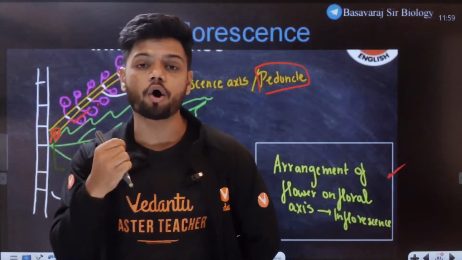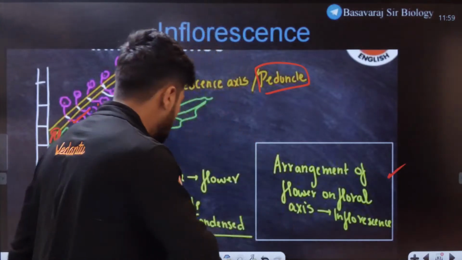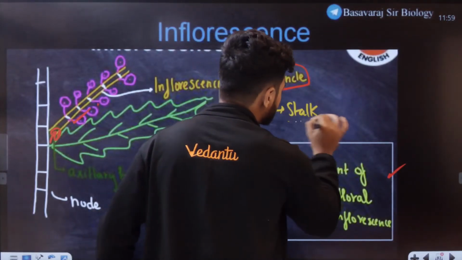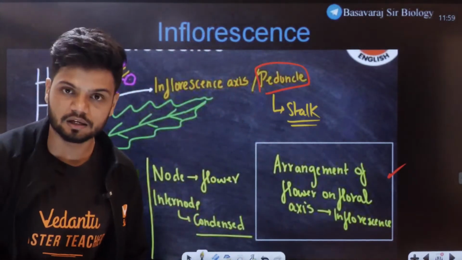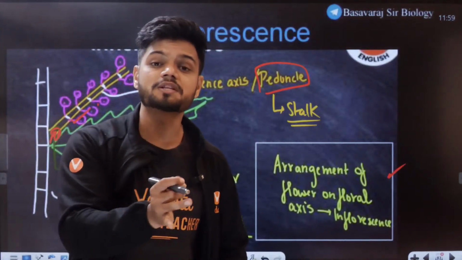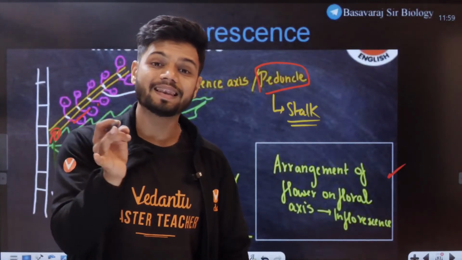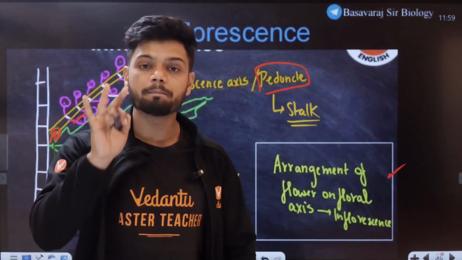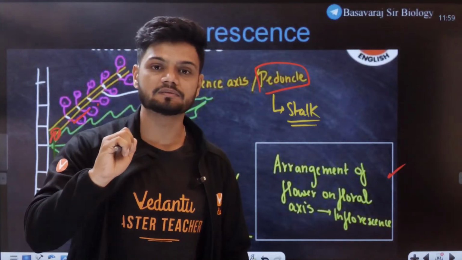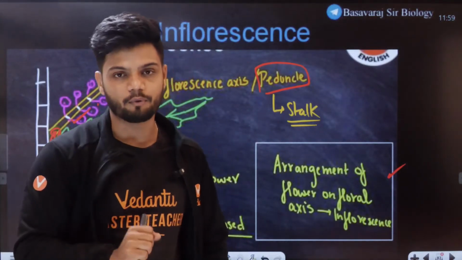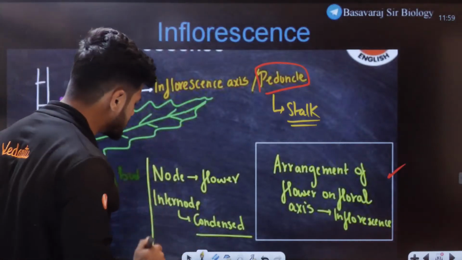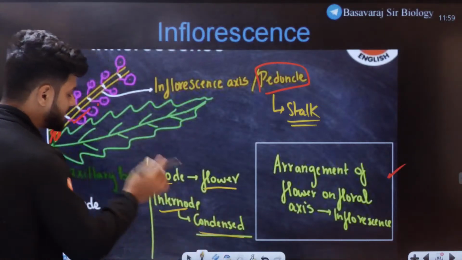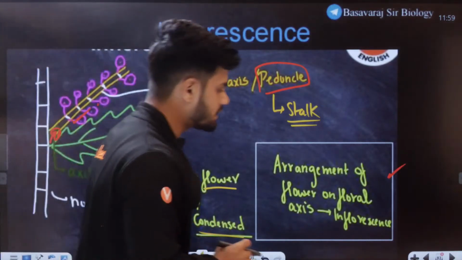Peduncle here is the stalk of the inflorescence. Stalk of flower is called pedicel. Stalk of leaf is called petiole. Three P's you need to remember: peduncle, petiole, pedicel. Three P's of your morphology. Now, students, here we can see node, we can see flowers here. Internode is completely condensed here in inflorescence.